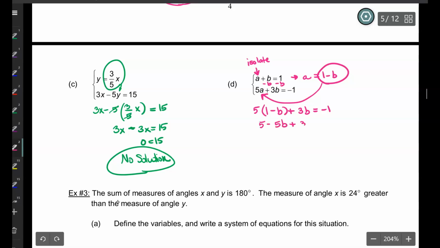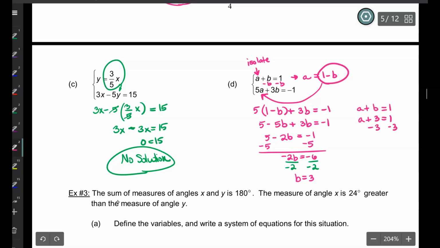Go ahead and distribute. I'm going to combine the negative 5b and the plus 3b. Okay, go ahead and divide both sides by negative 2. And we should get b equals 3. And so I'm going to substitute that back into the first equation. So I have a plus 3 equals 1. So I get negative 2 for a.